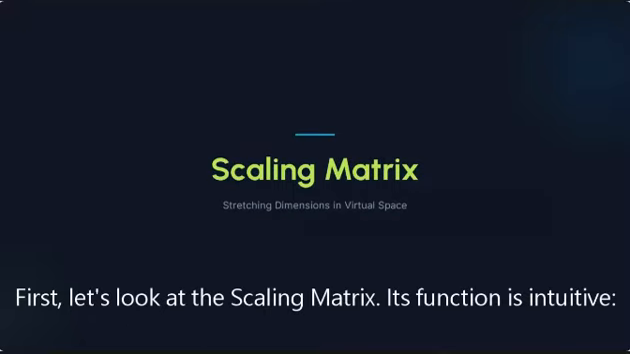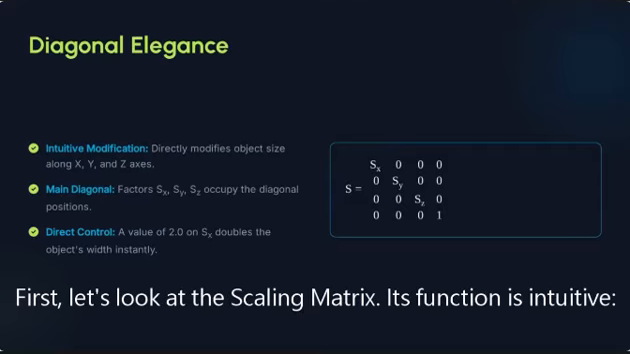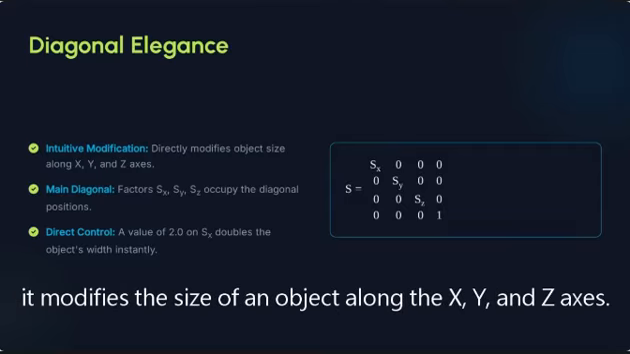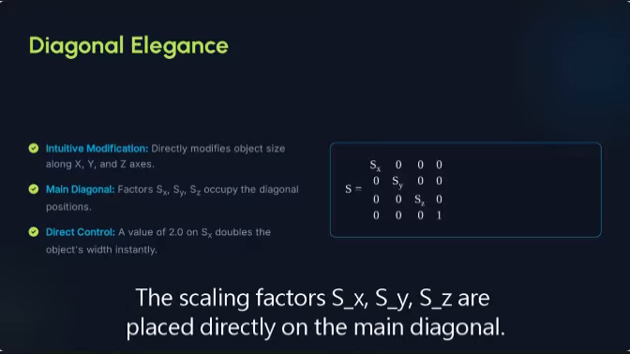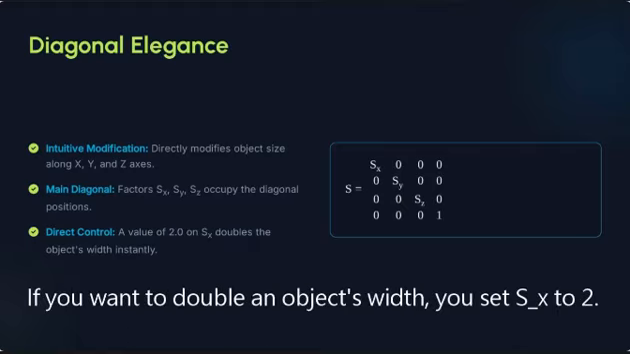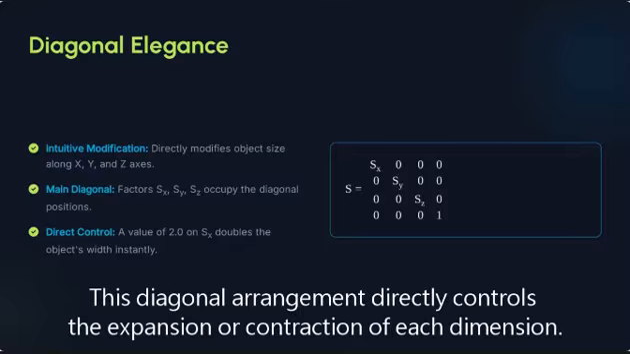First, let's look at the scaling matrix. Its function is intuitive. It modifies the size of an object along the x, y, and z axes. Mathematically, it is the most elegant structure. The scaling values sx, sy, sz are placed directly on the main diagonal. If you want to double an object's width, you set sx to 2. This diagonal arrangement directly controls the expansion or contraction of a dimension.